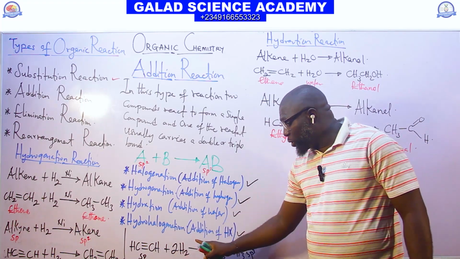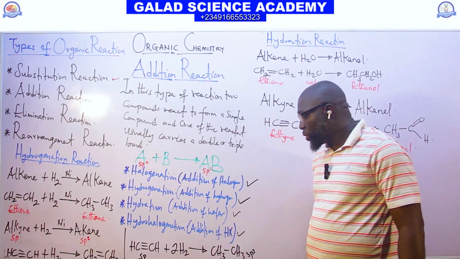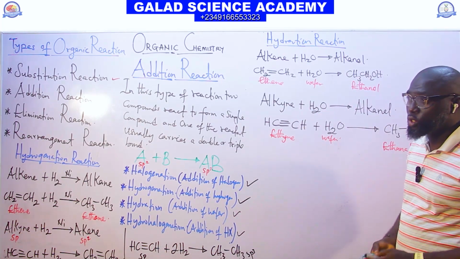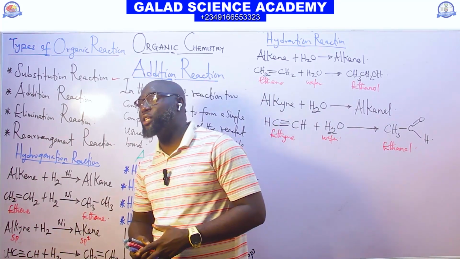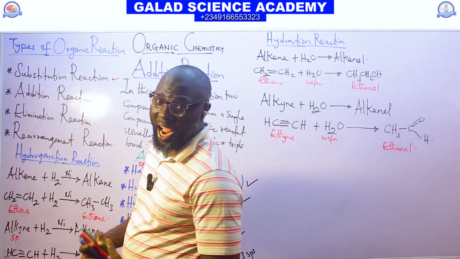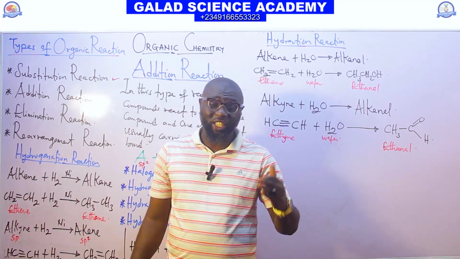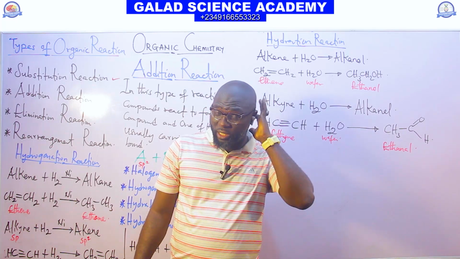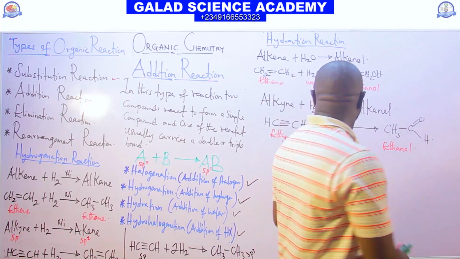We have the hydrohalogenation reaction. In this reaction, we have the addition of hydrogen halide to any compound. So we can add hydrogen halide to the alkene family, and we can add it to the alkyne family. Basically, that is hydrohalogenation, the addition of hydrogen halide to unsaturated hydrocarbons, which are hydrocarbons with a double bond or a triple bond.